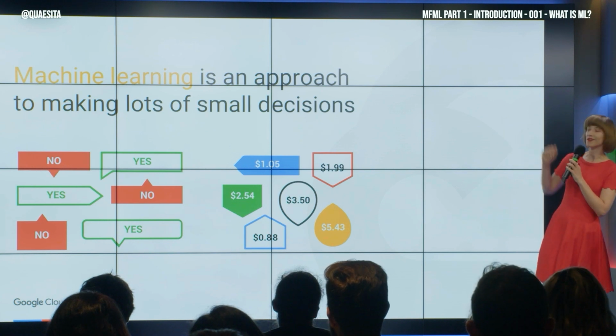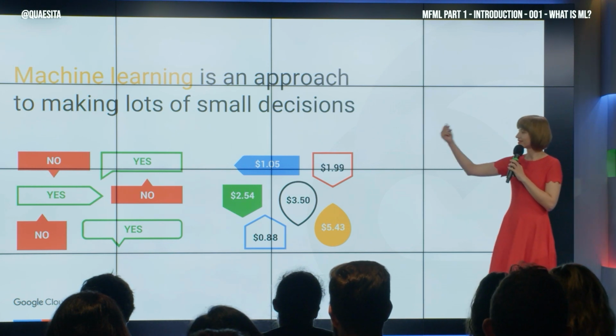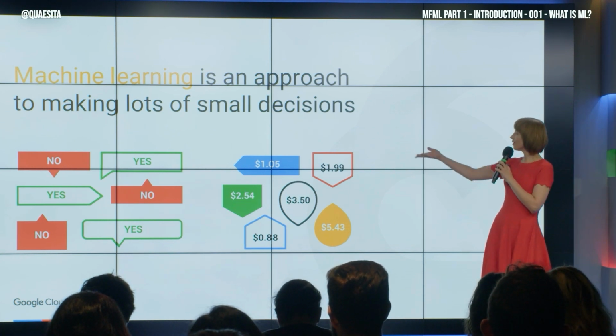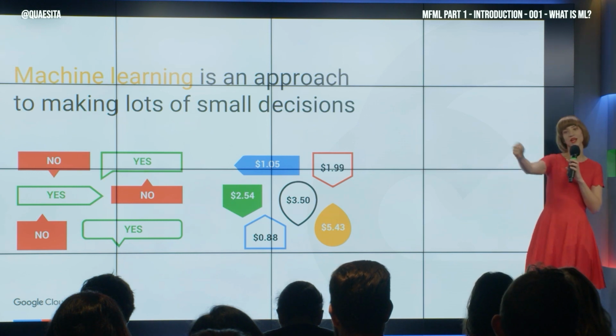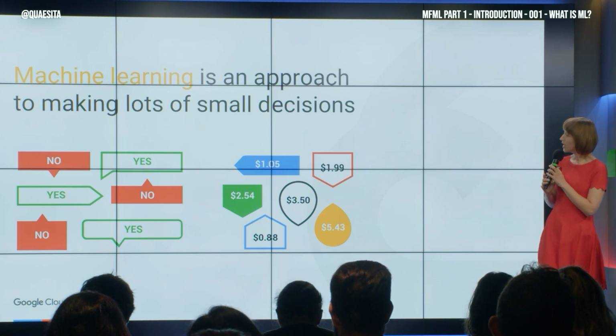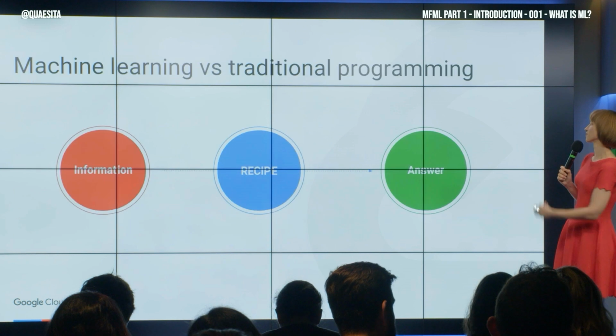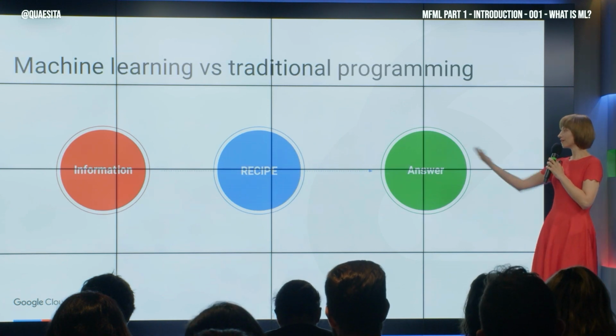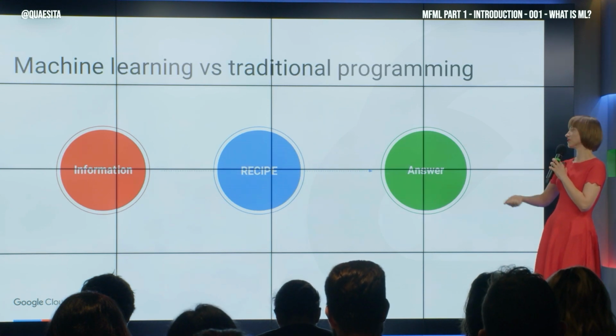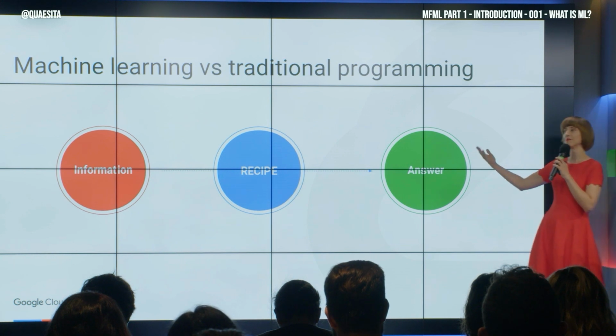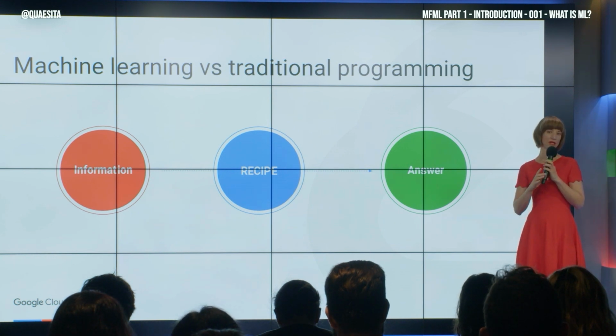It's an approach to making lots of small decisions with data. Decisions like, is this email spam, yes or no? Or what should I bid on the next auction? How do I move a joystick? And if you want a computer to make decisions for you, it's got to convert information, input data, into an answer, a label, or a decision via some kind of recipe.